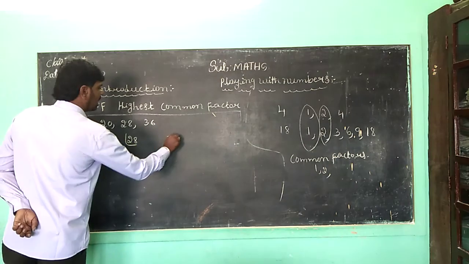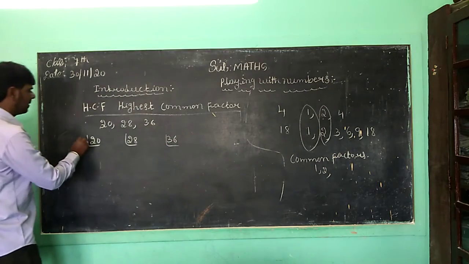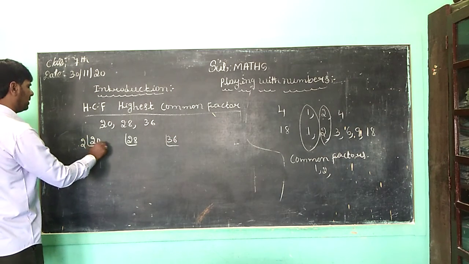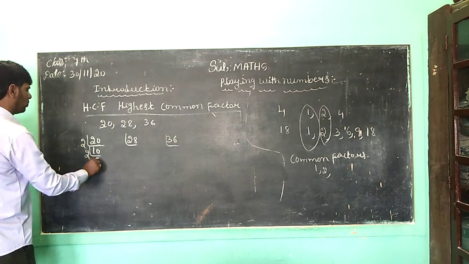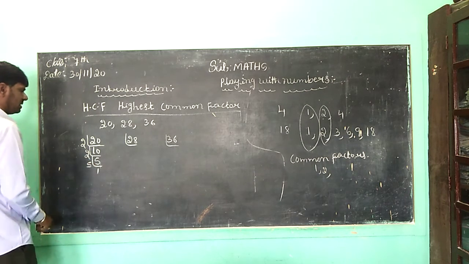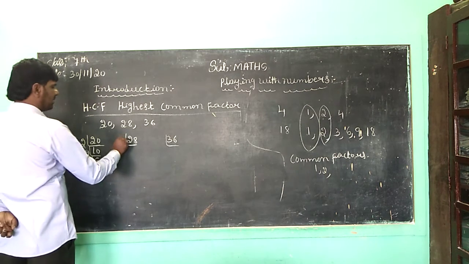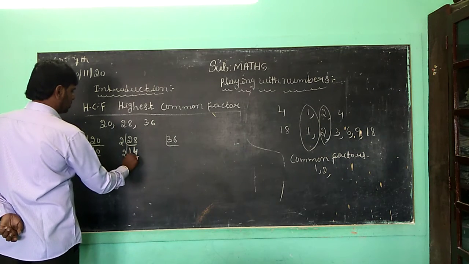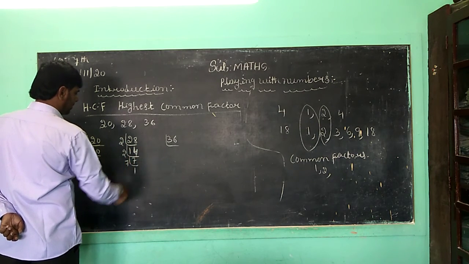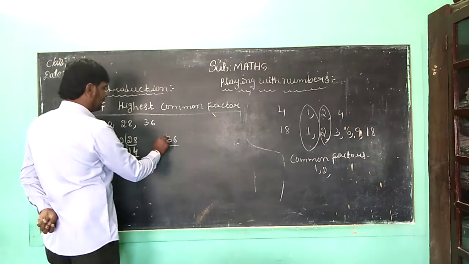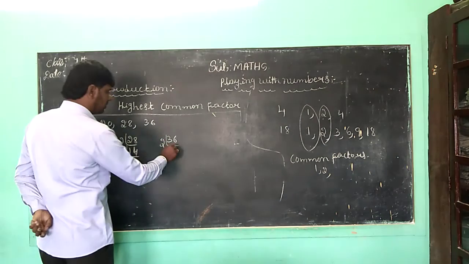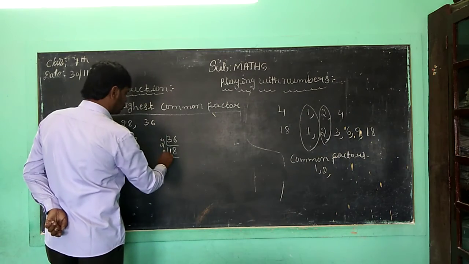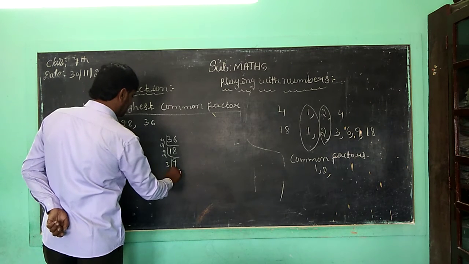20, 28 and 36. Children, you want to divide. 2 tens are 20, 2 fives are 10, and 5 ones are 5. Children, now you want to write here: 2 ones are 2, 2 fours are 4, 2 sevens are 14, and 7. Children, next you want to write here: 2 ones are 2, 2 eights are 16, 2 nines are 18, and 3 threes are 9.